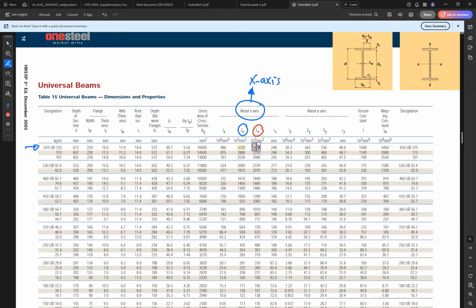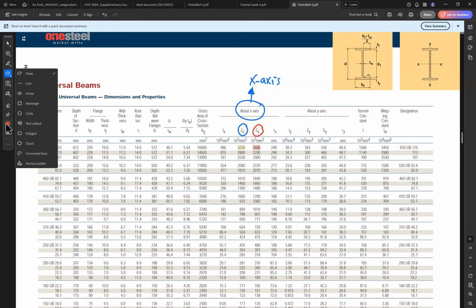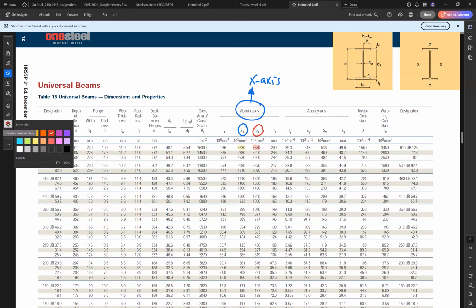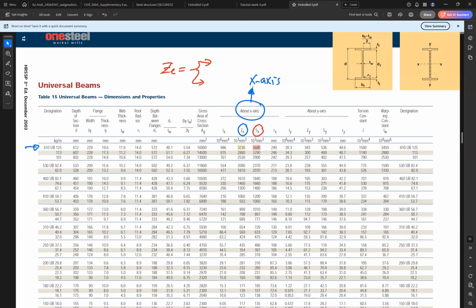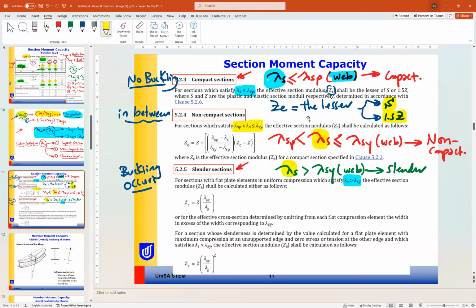So you will have to select between two values for this member as an example. Our Z effective will be the lesser of 1.5 times 3230 and 3680. And we will select the lesser of these. So this is what is meant by the compact section. And how much is Z for this compact section?